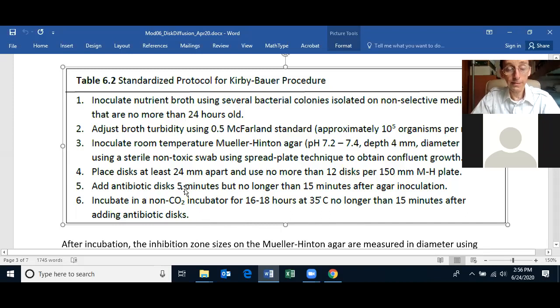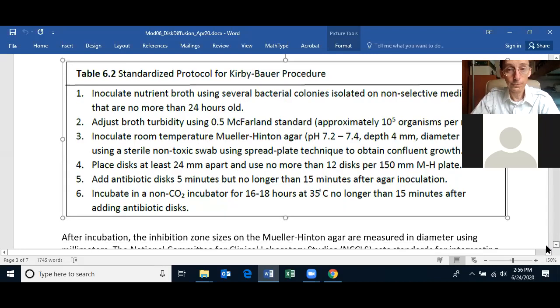Okay, so that's to highly standardize the test to make sure that wherever you are in the world, whoever is doing the test, their results will be similar to everyone else who does the Kirby-Bauer test. Any question about any of that? How is the turbidity measured?